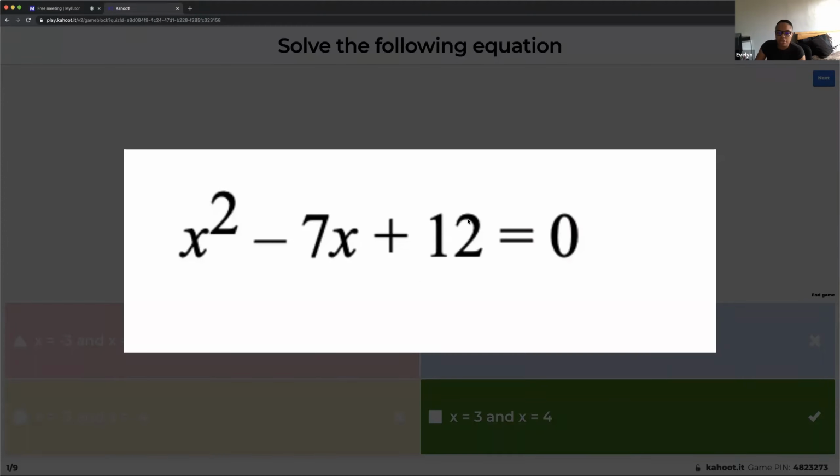Right, so let's have a look. Two numbers that multiply to give us 12 and add to give us -7. That is -3 and -4. -3 times -4 gives us +12, and -3 plus -4 gives us -7. Remember, those numbers are the ones that go into the brackets. So you have (x - 3)(x - 4) = 0. Then you set the brackets equal to 0. So x - 3 = 0, so x = 3. Then x - 4 = 0, so x = 4.